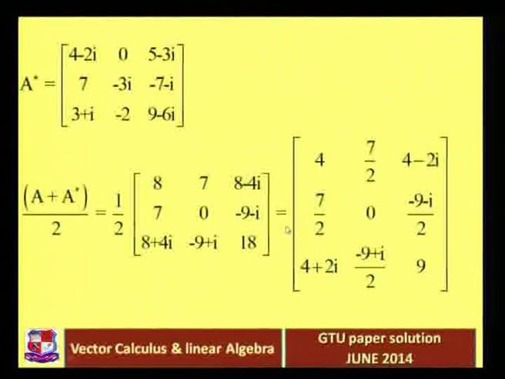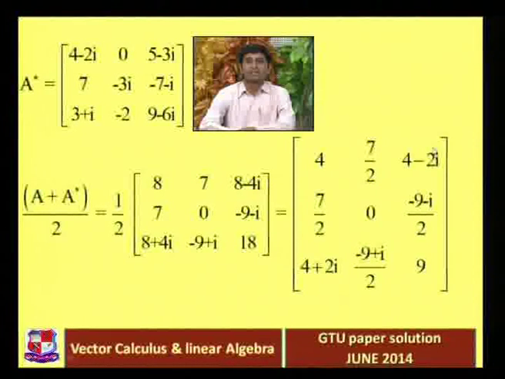Now this is equal to 1 by 2 into this matrix, so that will become 4, 7 by 2, 4 minus 2i, 7 by 2, 0, minus 9 minus i divided by 2, 4 plus 2i, minus 9 plus i divided by 2, and then 9. Okay.